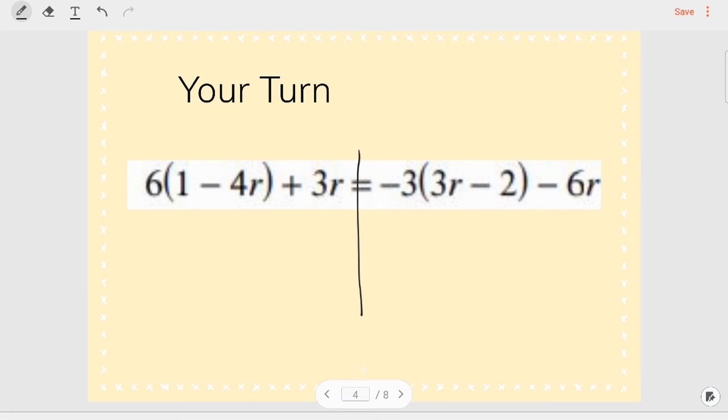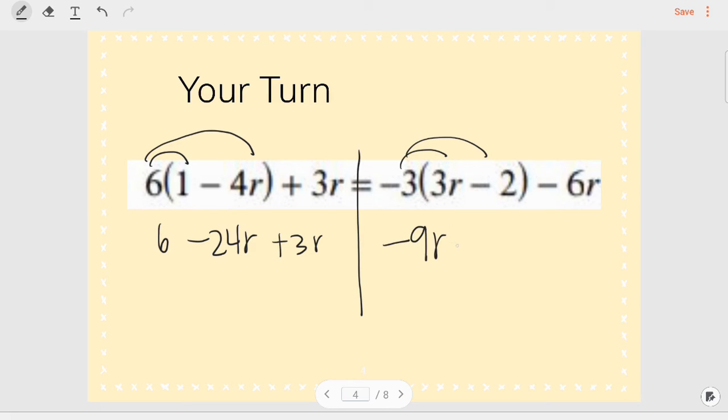Here's my line. Simplifying both sides first. I can't decide which side's my variable side yet, but I'm going to do all my distribution first. 6 times 1 is 6. 6 times negative 4 is negative 24. Bring everything else down. On the right-hand side, doing the distribution, negative 3 times 3 is negative 9. Negative 3 times negative 2 is positive 6.